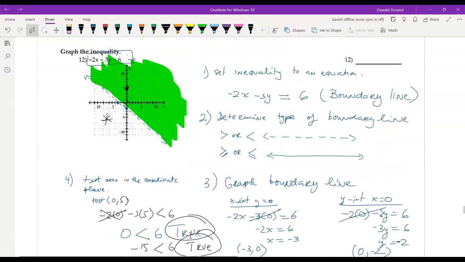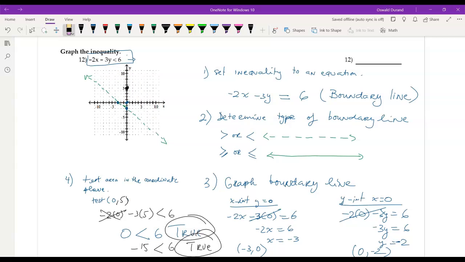Here we go. Number 12, where we check, why am I using 0, 0? Well, initially, let me erase this part right here, right? All right, so this is where we are now, right? We have the boundary line, but we don't know where the solution area is. So that's why we will need to test.